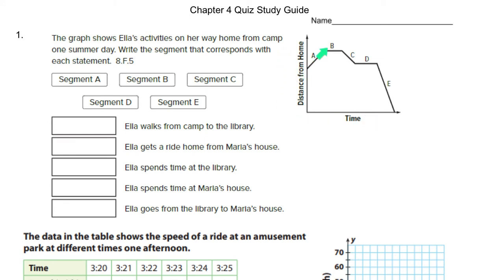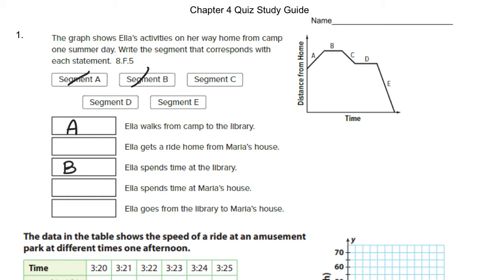So she's going farther away from home. So she starts at camp, so it must be she walks from camp to the library. So I'm going to go with A right there. So that one's done. Segment B, now time passes, but the distance to home doesn't change. That means she's staying where she is. She's not going anywhere. So she must have spent some time at the library. That is B.